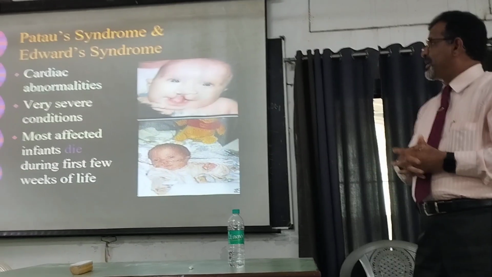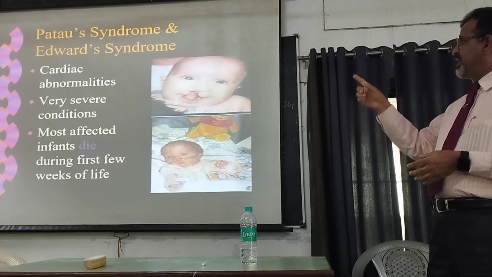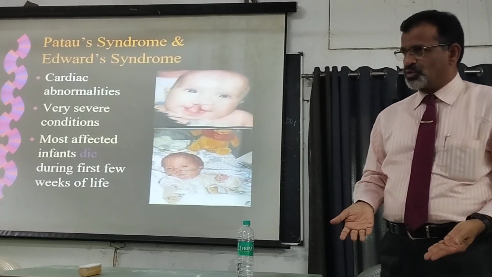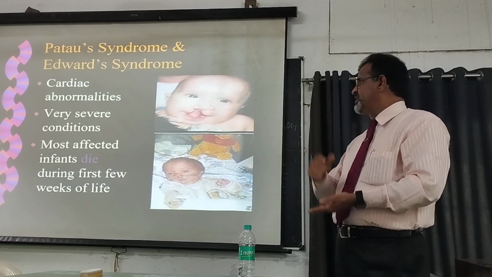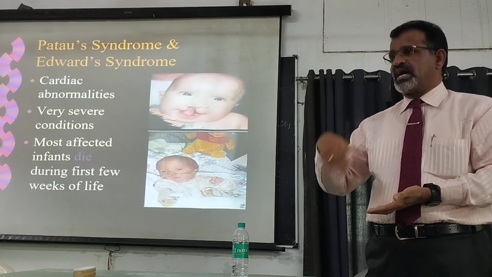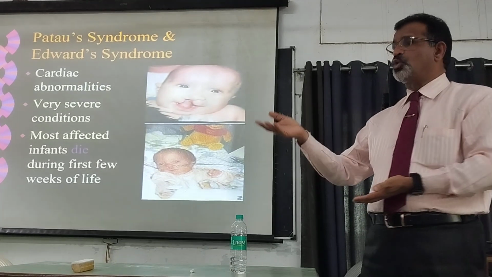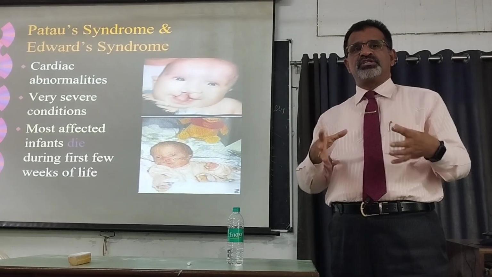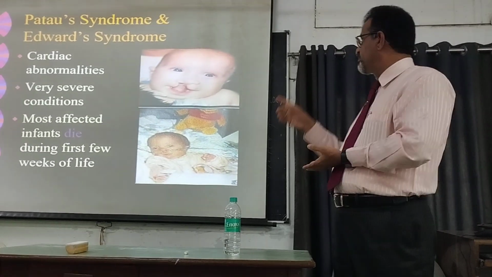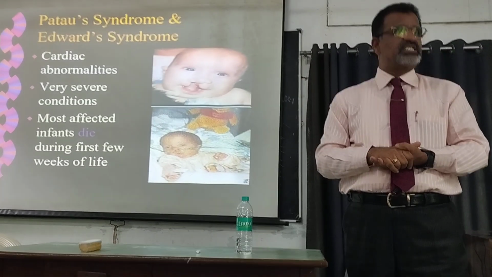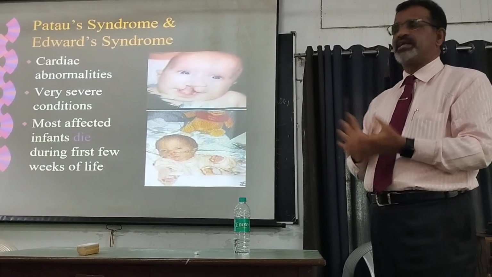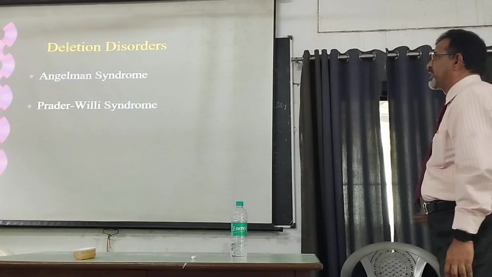There are cardiac abnormalities, and these are very severe conditions as compared to Down syndrome. Mostly, the affected infants die immediately. They don't live long. Whereas Down syndrome children enjoy a good amount of life. Here it is a very severe condition. And during the first year of life itself, they die.